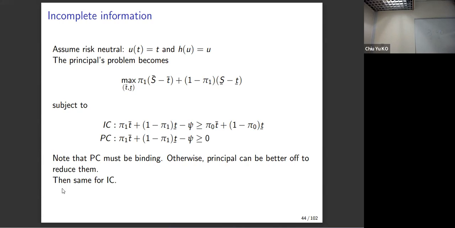First, look at this. The PC must be binding. Why? If not binding, again, I can reduce this to make this less and improve my payoff, right? And you just take a subtraction, and it still holds. Put it this way, you can always reduce the payment by epsilon for both and it doesn't change anything.